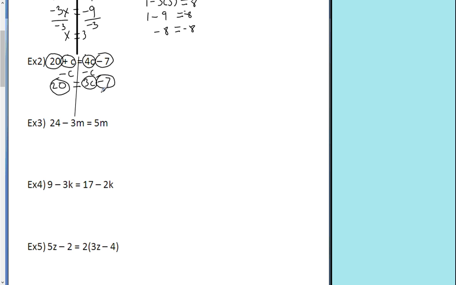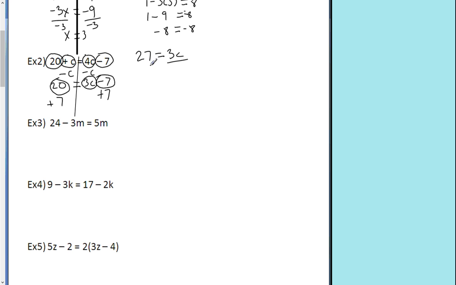What's the opposite of a negative 7? A positive 7. So add positive 7 to that side, add a positive 7 to this side. Finish it up. 20 plus 7 is 27 equals a negative 7 plus a positive 7 makes 0, so you're just left with the 3c.